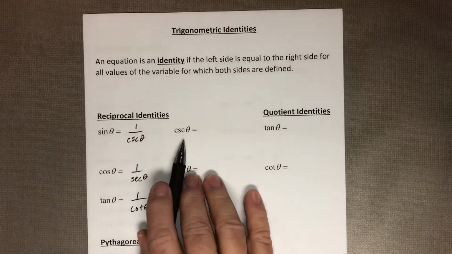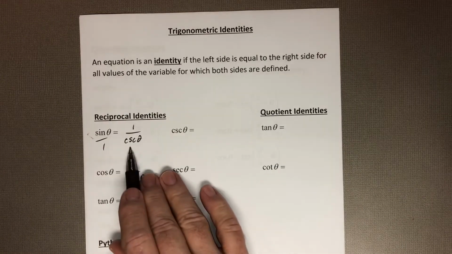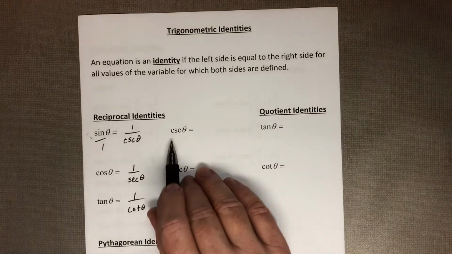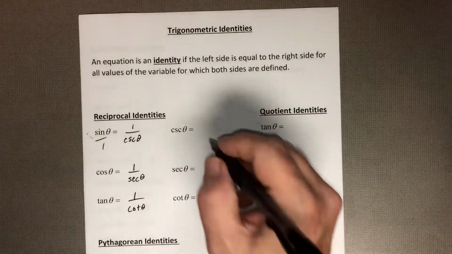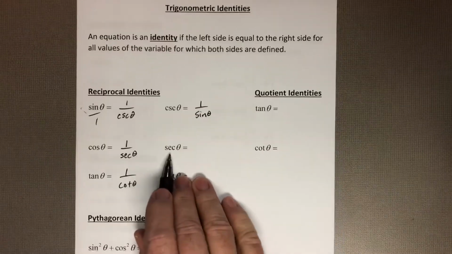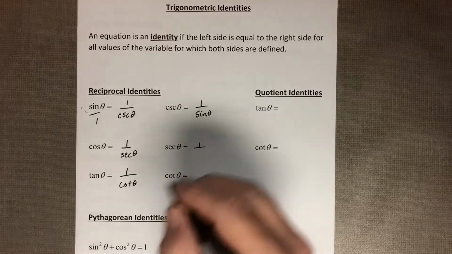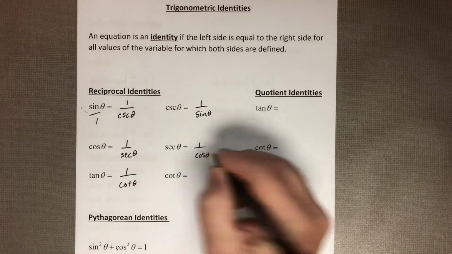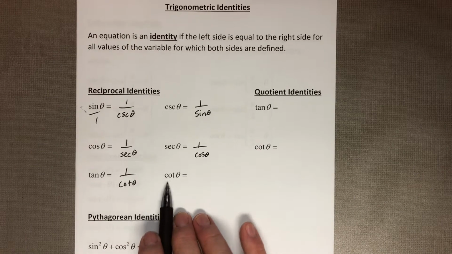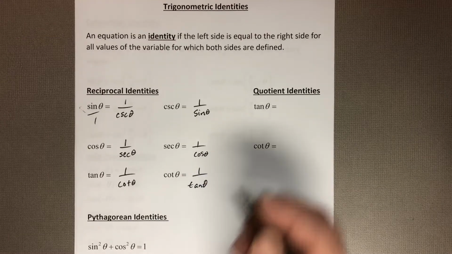Likewise, if you reciprocate each side over here, you would get this. The reciprocal of the cosecant is 1 over the sine of theta, and the reciprocal of the secant of theta is 1 over the cosine of theta. And of course, the reciprocal of the cotangent is equal to the reciprocal of the tangent of theta.